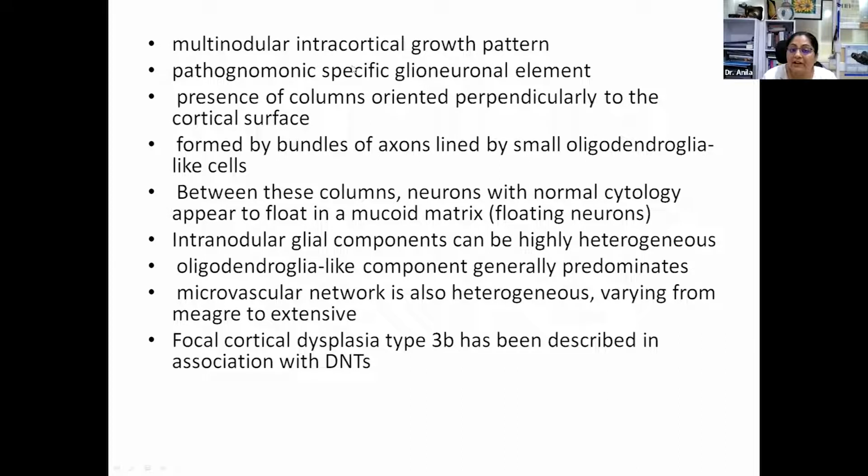They have a multinodular intracortical growth pattern, and there are columns oriented perpendicular to the cortical surface. The tumor cells are oriented like that, and they're formed by bundles of axons lined by small oligodendroglial-like cells. And in between these columns, one can see the neurons which are floating in mucoid matrix. That is called the floating neurons.